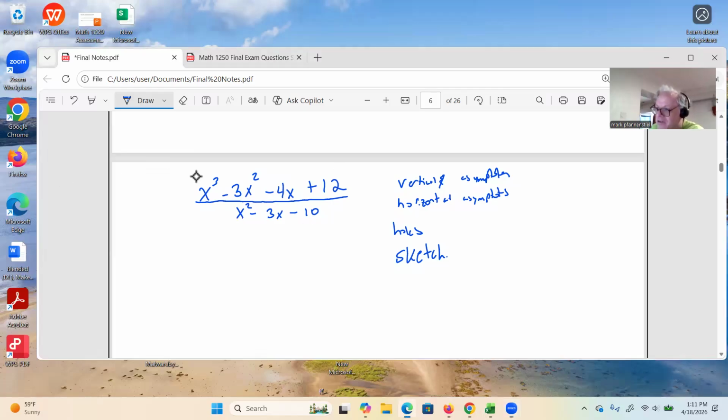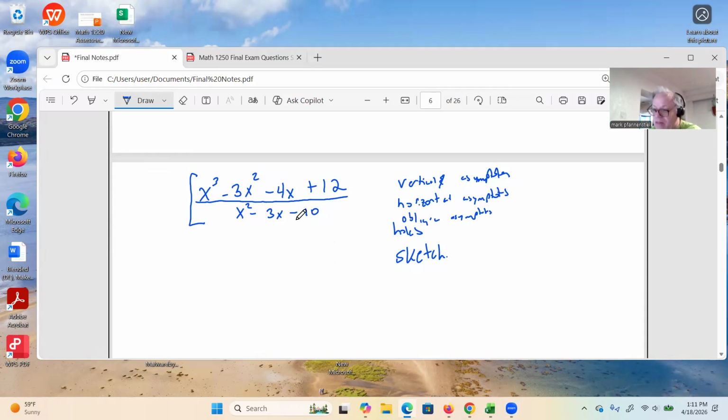We have a rational function here where we have to figure out the vertical and horizontal and oblique asymptotes. We'll go ahead and take that in there. Figure out if there are any discontinuities, any holes on top of the asymptotes, and then give us a brief sketch of the graph here.